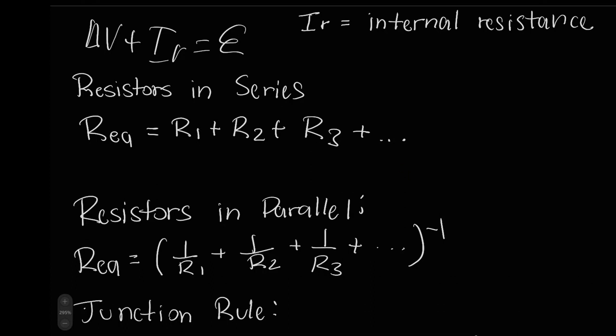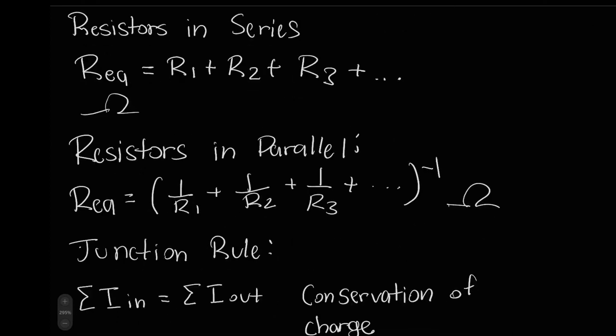And once again, this would be in ohms because that's a unit for resistors. But if we instead were in parallel, the equivalent resistance will be 1 over resistance 1 plus 1 over resistance 2 plus 1 over resistance 3. So 1 over the sum of all the resistors raised to the power of negative 1. Once again, in ohms, because that's a unit for resistance.